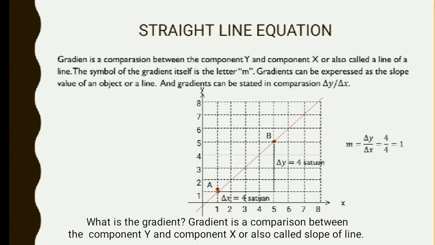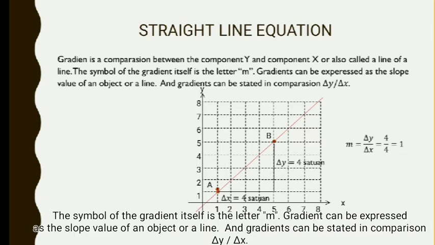What is the gradient? Gradient is a comparison between the component y and component x, also called the slope of a line. The symbol of the gradient itself is the letter m. Gradient can be expressed as the slope value of an object or a line, and gradients can be stated as the comparison delta y over delta x.